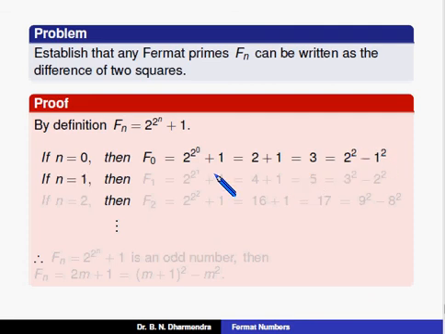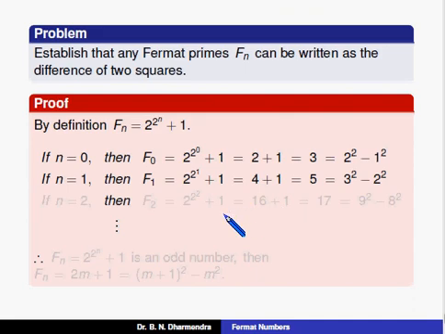And similarly n is equal to 1. F1 is equal to 2 to the power of n plus 1, that is 4 plus 1, that's equal to 5. So 5 can be written as the difference of two squares, that is 3 squared minus 2 squared, that is 9 minus 4, that's equal to 5. So therefore F1 can be written as the difference of two squares. Similarly, here also we can observe that the terms are consecutive numbers.